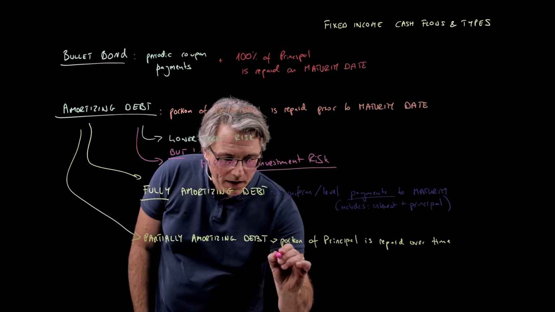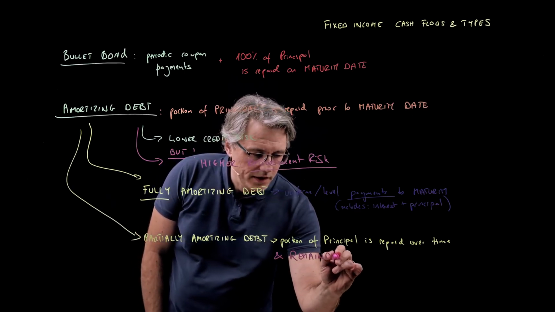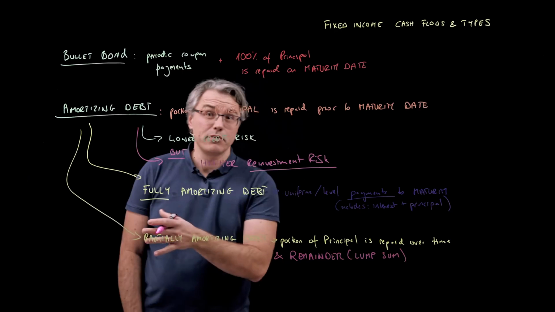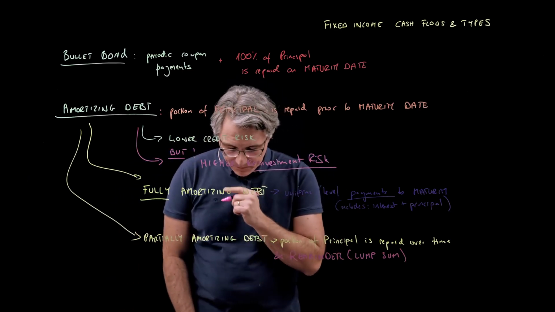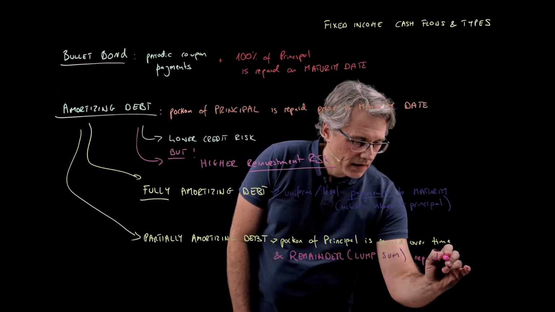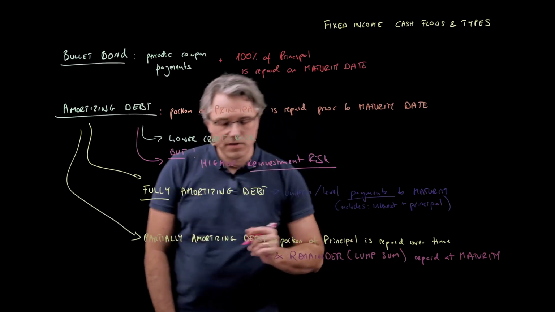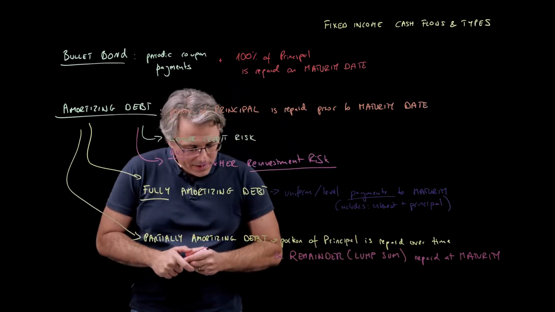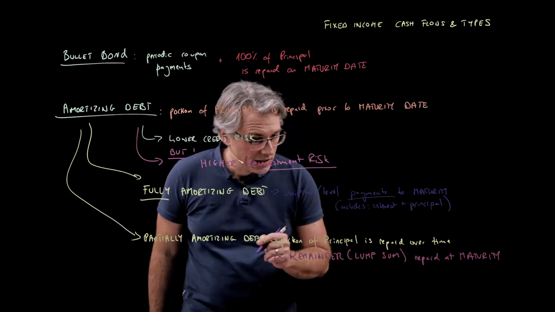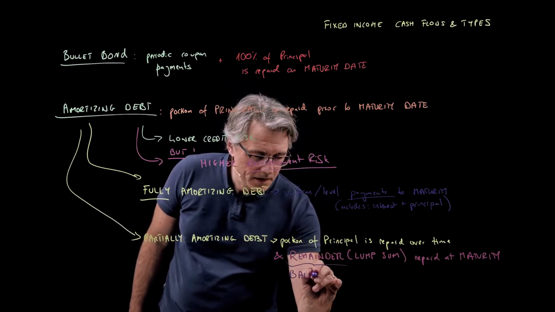So, a remainder, a kind of lump sum, a big amount, different in size to the previous repayments, plus the remainder repaid at maturity. Now, don't be surprised to see that this payment, which is left until the maturity date, is called a balloon payment.